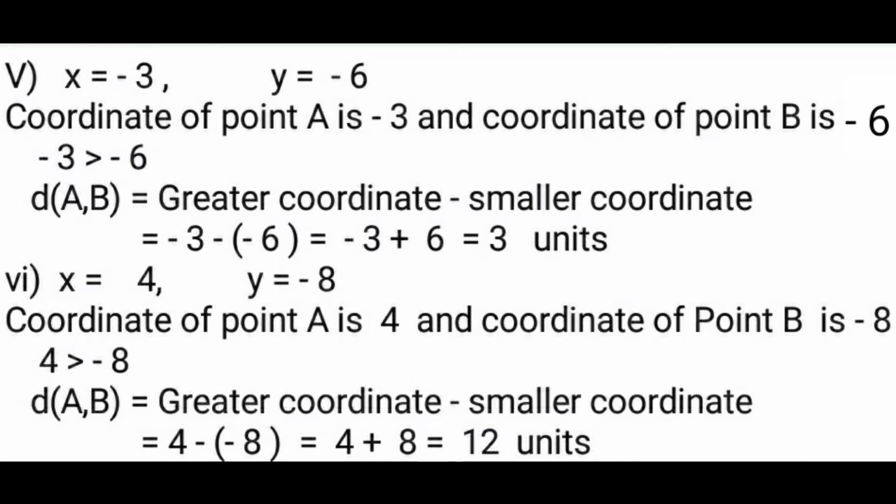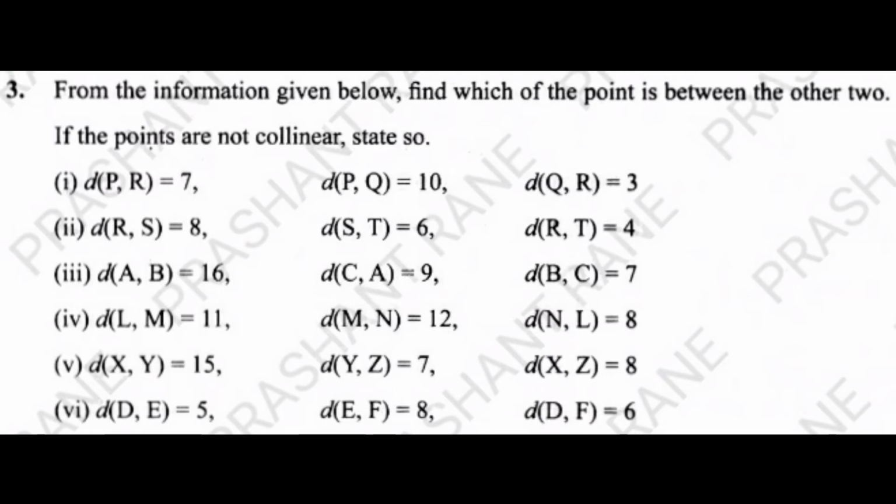Sub question number 6. X is equal to 4 and y is equal to minus 8. The coordinate of point A is 4 and the coordinate of point B is minus 8. Which one is the greater coordinate? Positive numbers are always greater than negative numbers. 4 is greater than minus 8. Therefore distance AB is equal to greater coordinate minus smaller coordinate. That is equal to 4 minus minus 8. That is equal to 4 plus 8. And therefore distance AB is equal to 12 units.